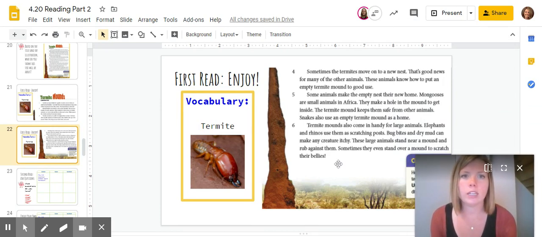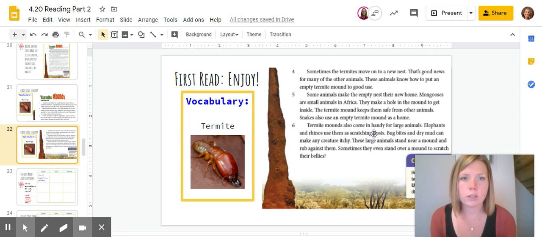That's good news for many of the animals. These animals know how to put an empty termite mound to good use. Some animals make the empty nest their new home. Mongooses are small animals in Africa. They make a hole in the mound to get inside. The termite mound keeps them safe from other animals. Snakes also use an empty termite mound as a home.